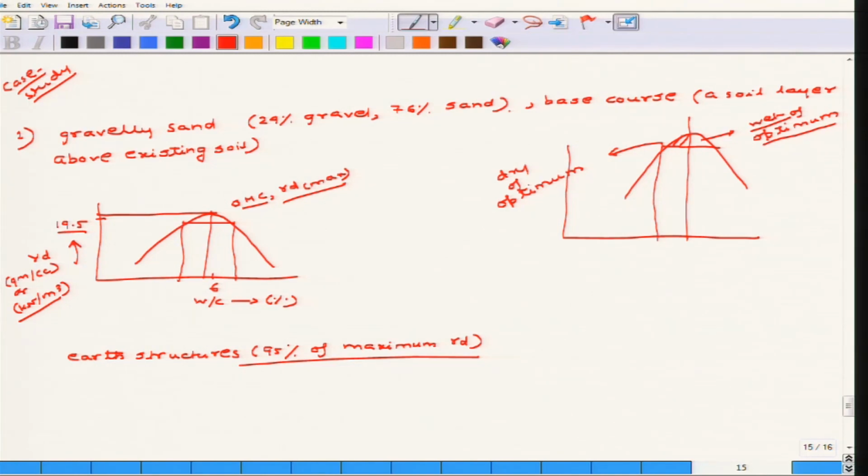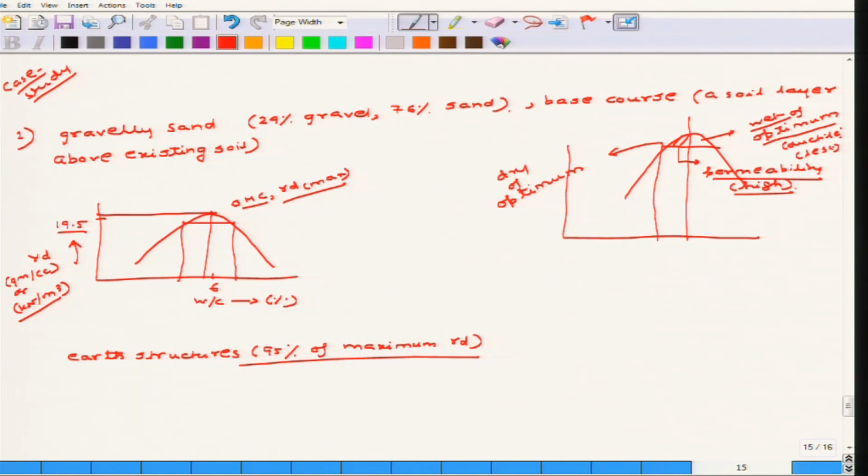Now, the normal practice is that in most earth structures you are supposed to compact at the dry of optimum, because there are many advantages there. The first advantage is that the permeability of the soil is pretty high here. On the other hand, if you compact on the wet side of optimum, then the material may be ductile, but the permeability is pretty low.